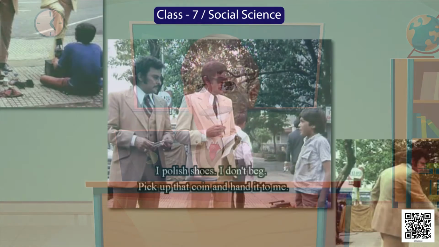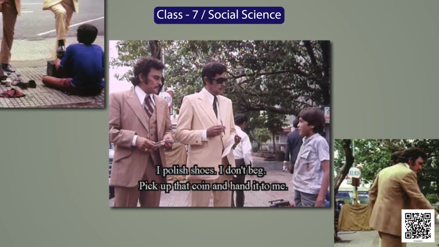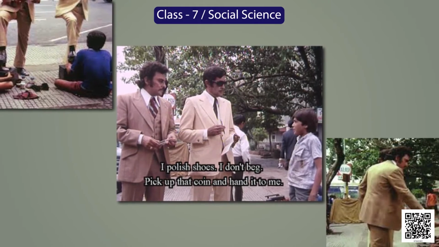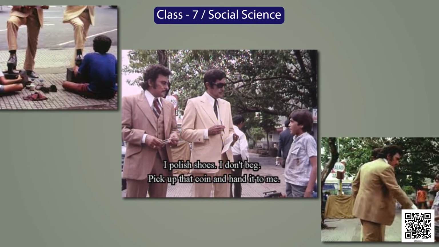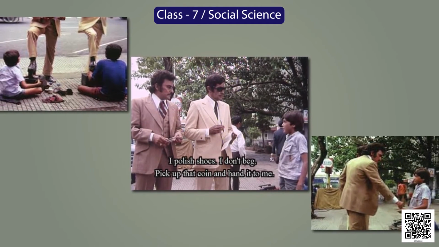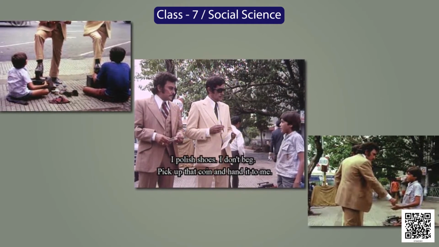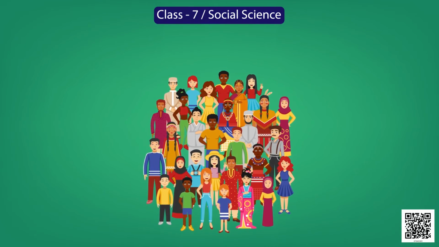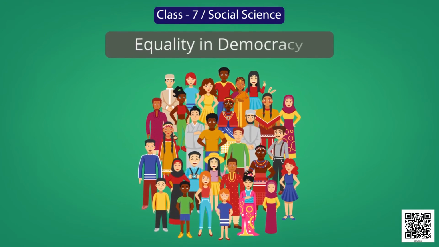Students, there are some pictures mentioned in your textbook from the movie Deewar, in which dignity was violated. Students, in the 1975 movie Deewar, a boy who works as a shoe shine refuses to pick up a coin thrown at him. He feels that there is dignity in the work that he does and insists that his fee be given respectfully. Students, now we will study equality in Indian democracy.